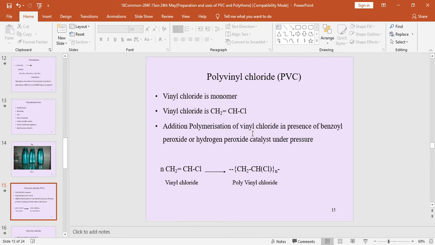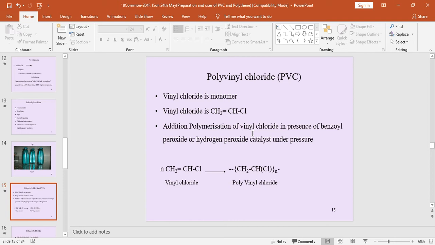Vinyl chloride is the monomer in polyvinyl chloride. The vinyl chloride formula is CH2=CHCl. If you remove one hydrogen, it is replaced by Cl. That is called vinyl chloride, CH2=CHCl.